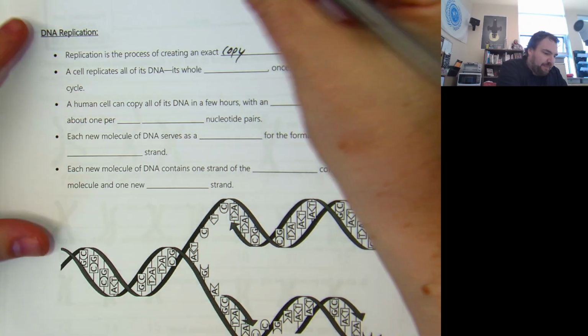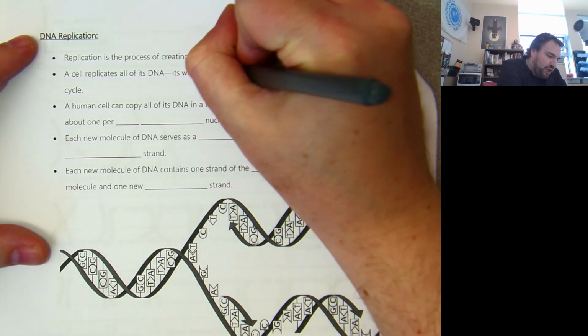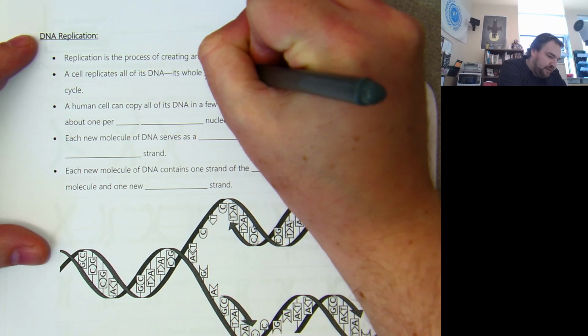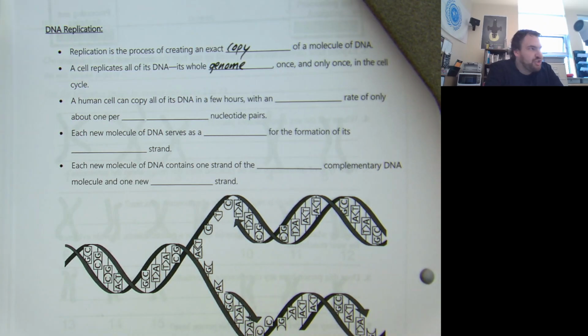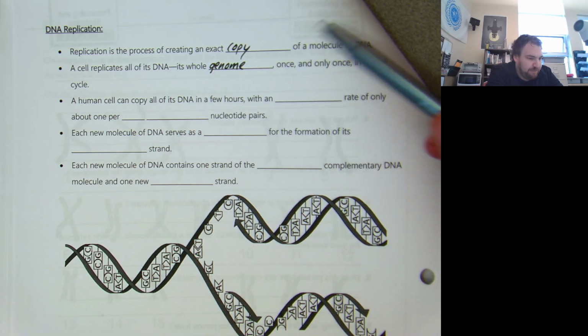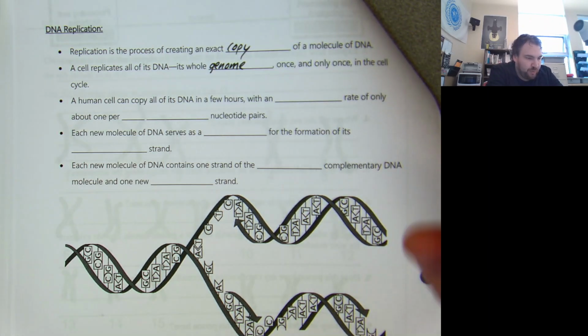And as it's getting copied, it copies the whole genome, G-E-N-O-M-E. Your whole genetic code gets copied all at once in DNA replication. We're going to talk about a secondary process that does not do this. But in replication, the genome gets copied all at once and only once in the cell cycle. A human cell can copy all of its DNA in a few hours, which is pretty remarkable.